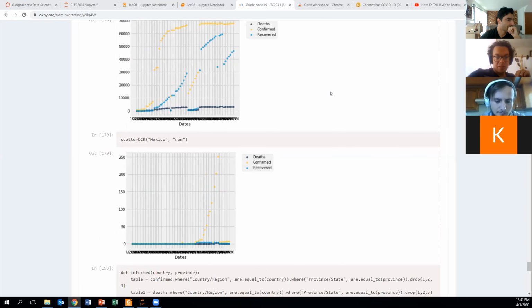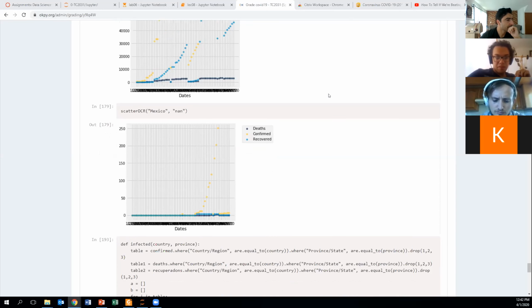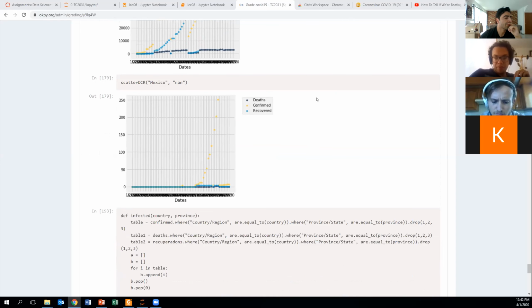And Mexico, since it didn't have any province or state, we just put none, and that's basically all of Mexico. And we were seeing how we just basically started. Well, by the time we downloaded the CSV, we were at 200 more or less. So we're still going there.